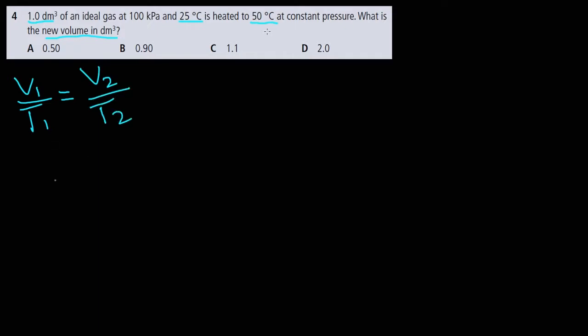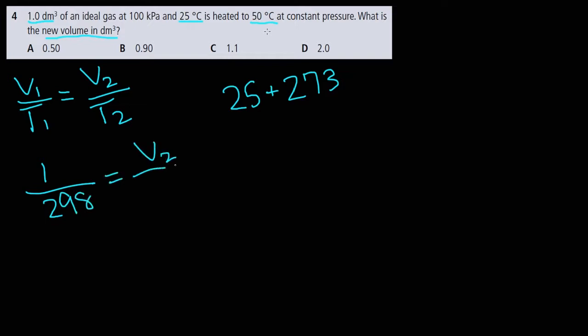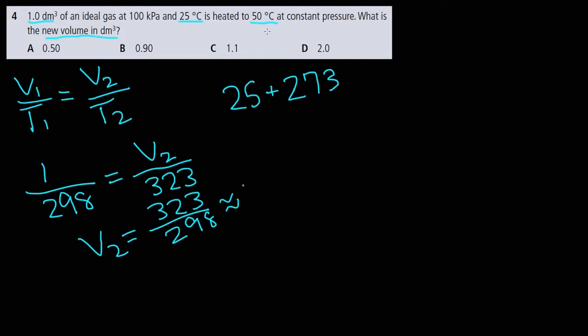So we have the original volume of 1 cubic decimeter over the original temperature in Kelvin, so we would have to do 25 plus 273 to convert, which will be 298. Then we're trying to find the volume, so we'll just leave that as V2. And then the second temperature is 50 degrees Celsius, which is 50 plus 273, which is 323. And then we have V2 equals 323 over 298, which is about equal to 1.1, which is C.